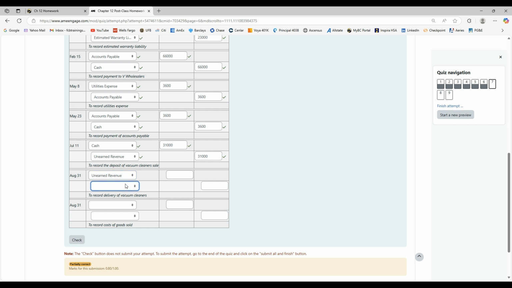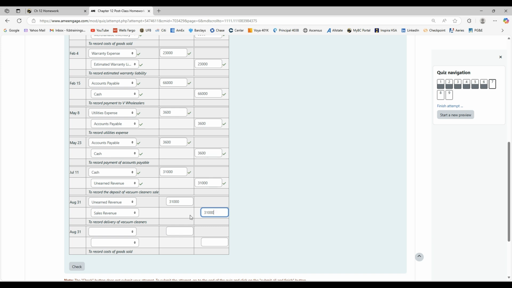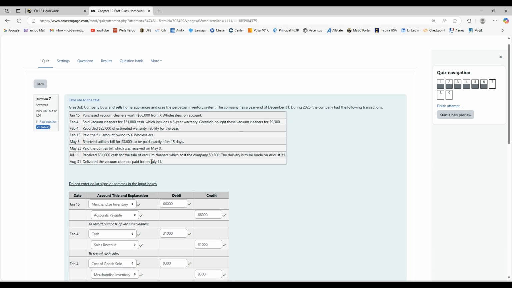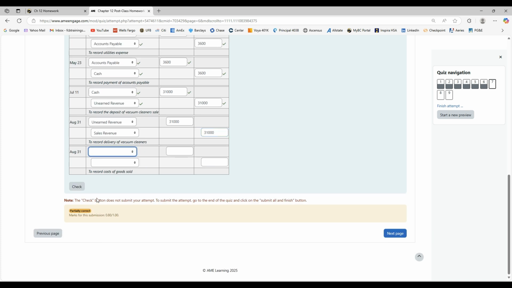This is us recording actually delivering the stuff. So now we actually get to count it as revenue. So we get rid of our liability by debiting it, and we record revenue by crediting. And finally, cost of goods sold was 9,300. Is that what it's 9,300? Yeah. So then we can just do our same old 9,300. Okay, that's all the transactions there.